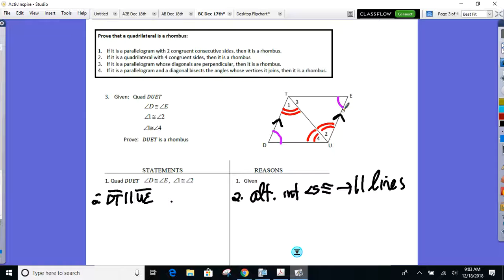What do you got back there? Only if it is a rhombus. We're proving it's a rhombus, right? The only thing we know right now is it's a quadrilateral. So I really have no properties. Oh, stumped, huh? Yes, Maggie?